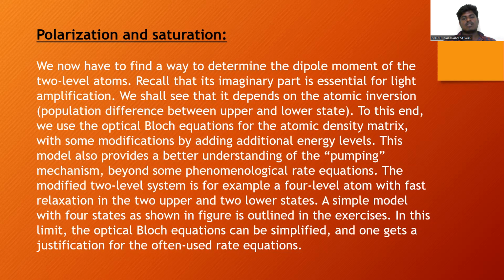Beyond some phenomenological rate equations, the modified two-level system is, for example, a four-level atom with fast relaxation in the two upper and two lower states. A simple model with four states, as shown in the figure, is outlined in the exercises. In this limit, the optical Bloch equation can be simplified and one gets a justification for the often used rate equations.